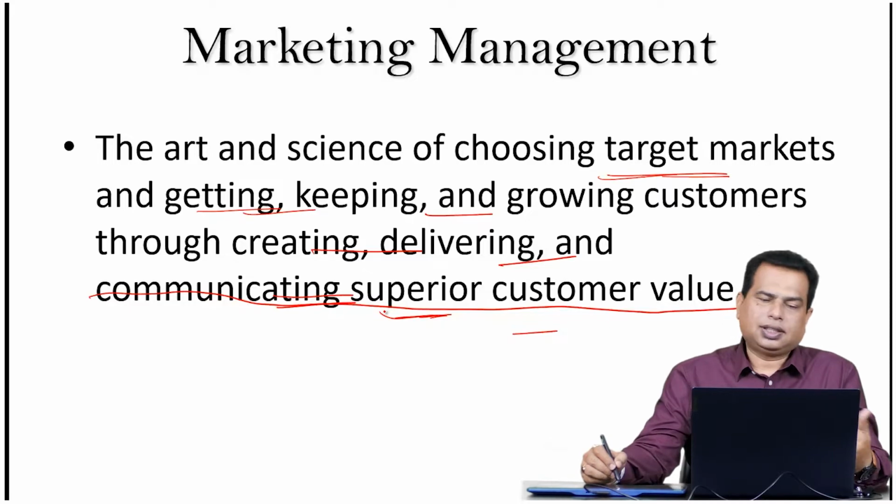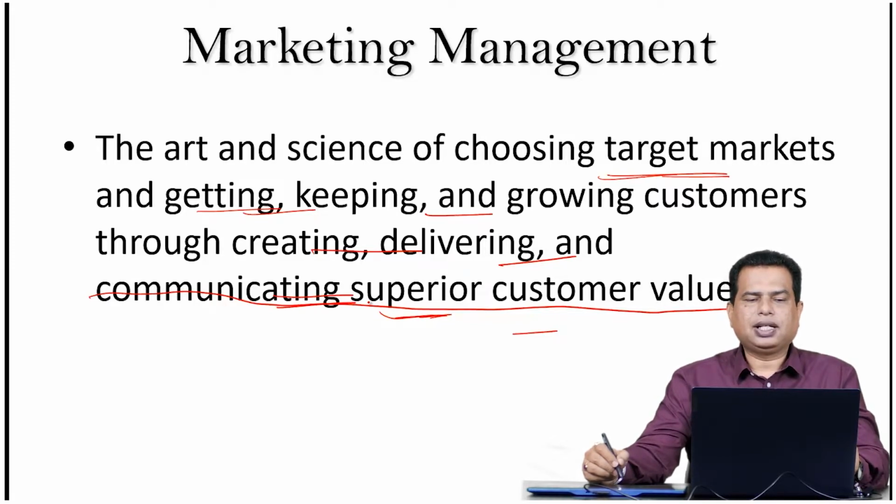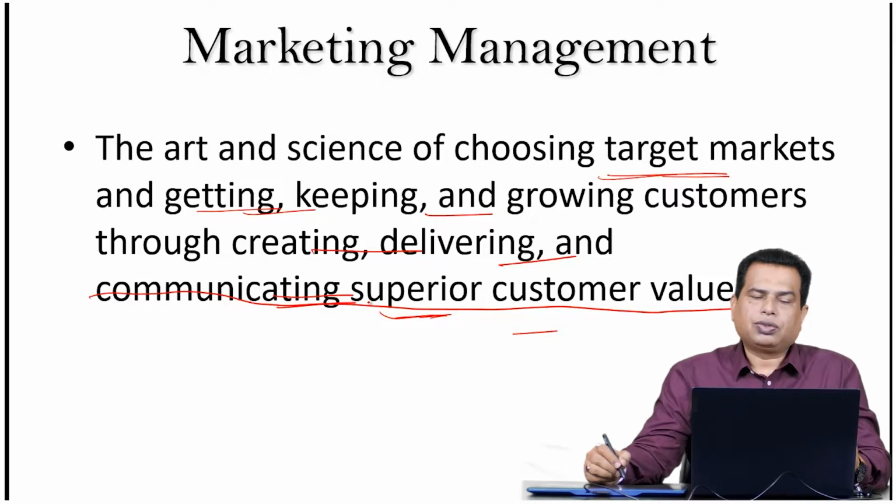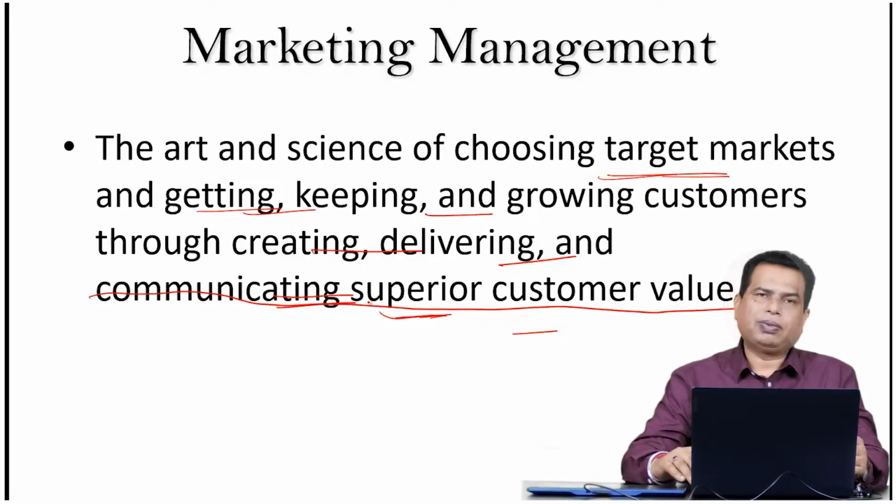So art, and I repeat, it is art and science, means it will include both the characteristics of art as well as science. We are going to choose target markets, get the customers, keep the customers, and grow the customers also, and that is going to be done through creating, delivering and communicating superior customer value, means better than the other available products and services in the market.